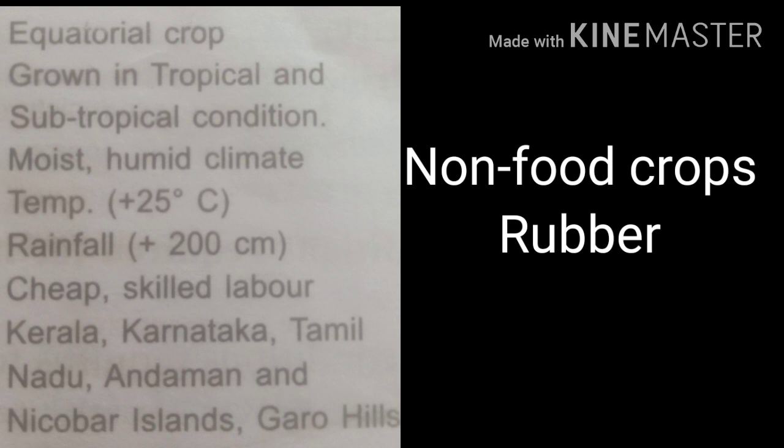Now we are going to see non-food crops. The major non-food crops are rubber and fiber crops. Now let us discuss rubber. Rubber is an equatorial crop. It is grown in tropical and subtropical conditions. It also needs a moist, humid climate. The temperature should be above 25 degrees Celsius and rainfall should be above 200 centimeters. It also needs cheap and skilled labor like tea and coffee plantations. It grows well in Tamil Nadu.